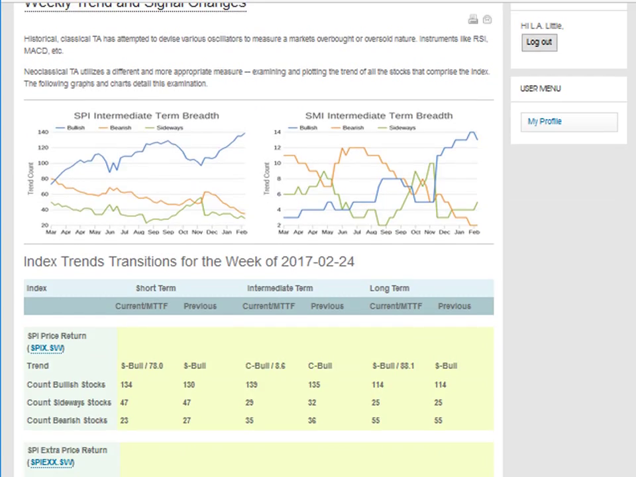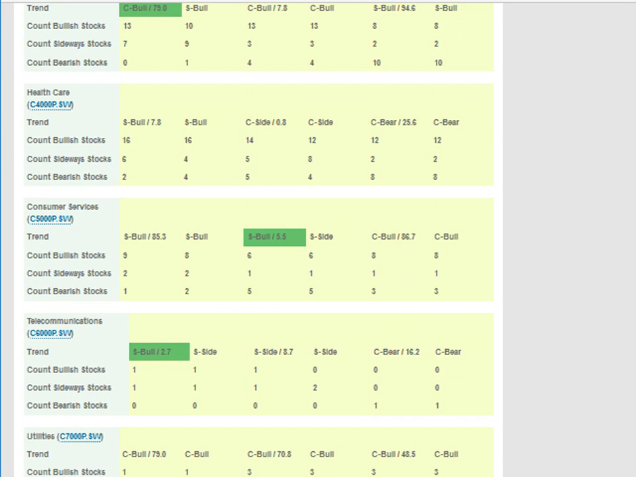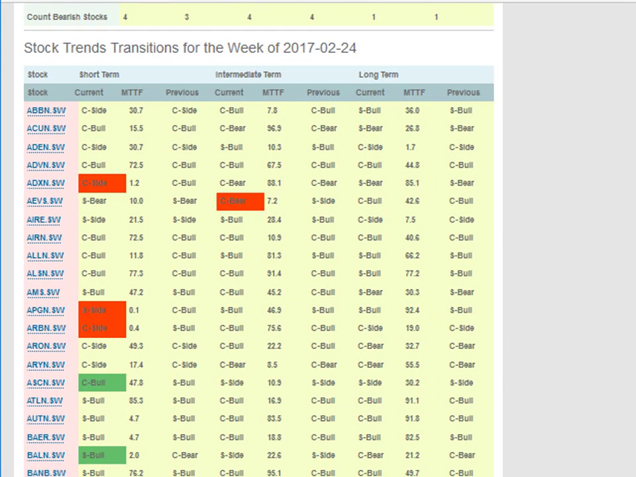This is a very powerful tool. It tracks historically trend across SPIX, and it has all of those stocks in terms of how those stocks are set up. Are they bullish? Are they sideways? Are they bearish? Here's a graphical representation of them. And on each of the time frames, and this is the intermediate term time frame here, and what they were last week compared to this week. And you can see what the MTTF is up here. A very powerful one-stop shop for trend transitions on a weekly basis, an intermediate term time frame.